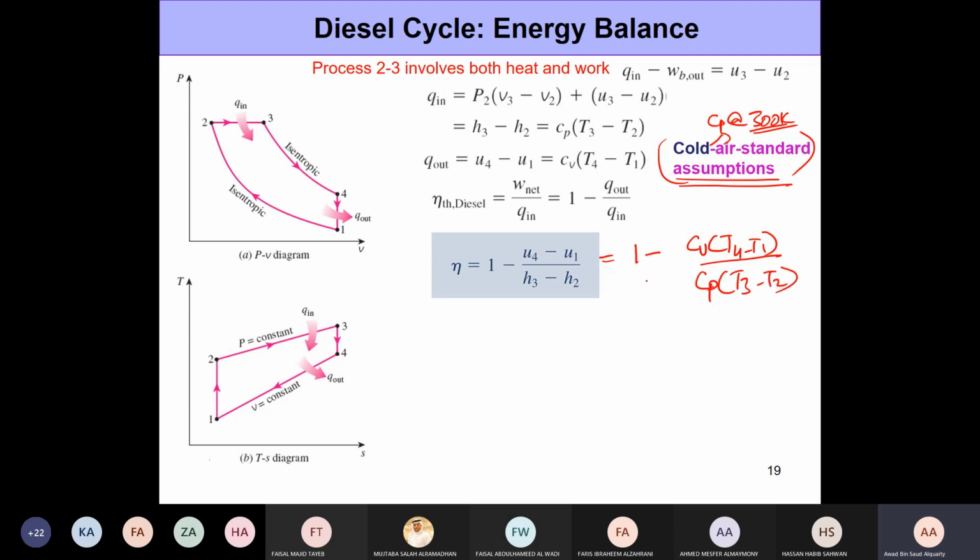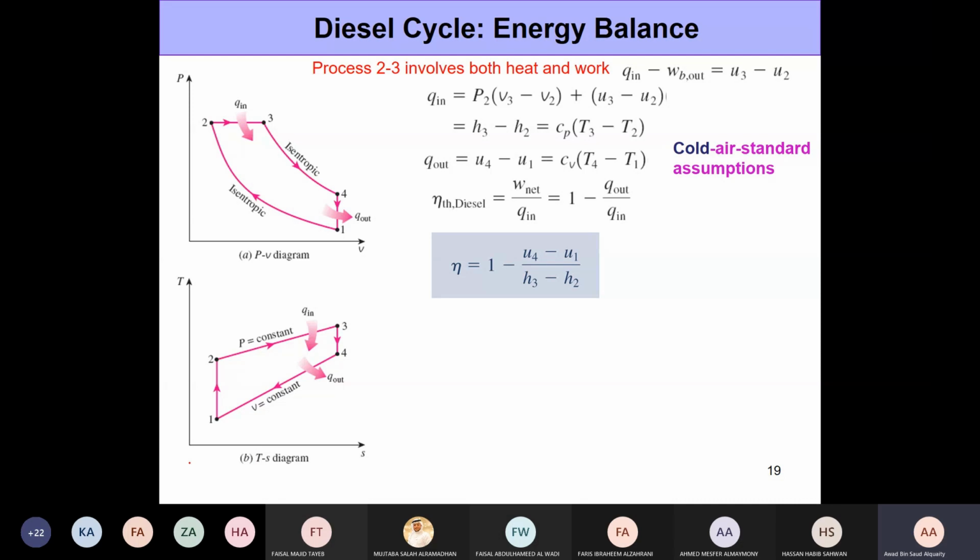Now, when we were dealing with the Otto cycle, we could just cancel out the specific heats and go ahead. But here we don't have the same specific heats. We have Cv at the top for delta U, and we have Cp at the bottom for delta H. So here, I'm not going to cancel them out, but I'm going to replace it with the ratio, the specific heat ratio, Cp by Cv. And as we saw in the last class, this specific heat ratio is a property of the working fluid. It varies from one fluid to the other. It's different for air, it's different for argon, and so on.